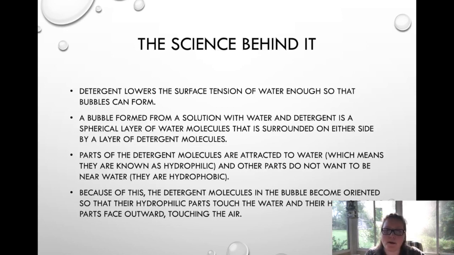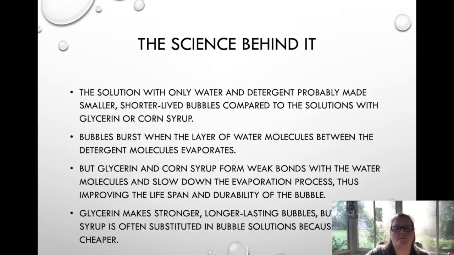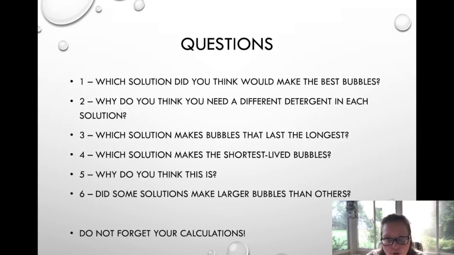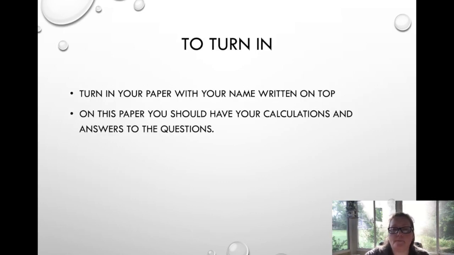This is all the science behind it. Go ahead and read over here. Notice we're talking about the hydrophilic, hydrophobic again. So all of this is stuff you should be looking at after you have blown your bubbles. And then we have your questions. These are your technically official questions. So just turn this kind of stuff in.